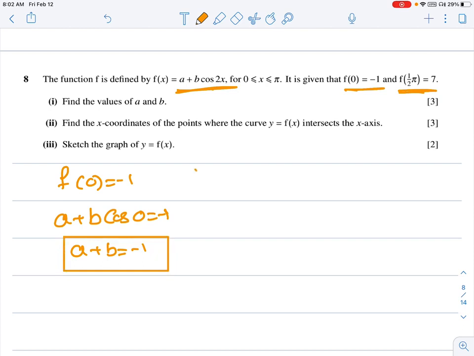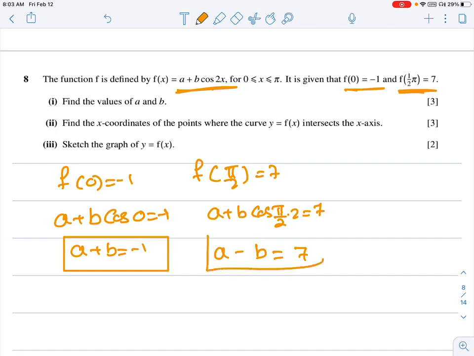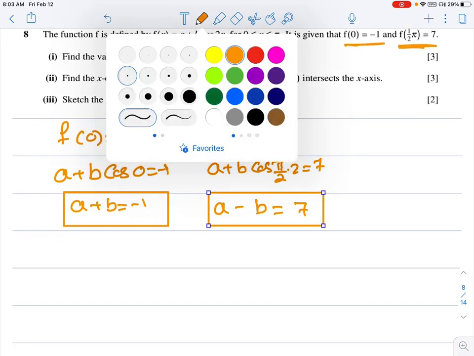Then next one, f of pi by 2 is equal to 7. So substitute: a plus b cos of 2 times pi upon 2 is equal to 7. Cos pi is minus 1, so a minus b is equal to 7. So I get another equation. Now I have to solve these two equations.